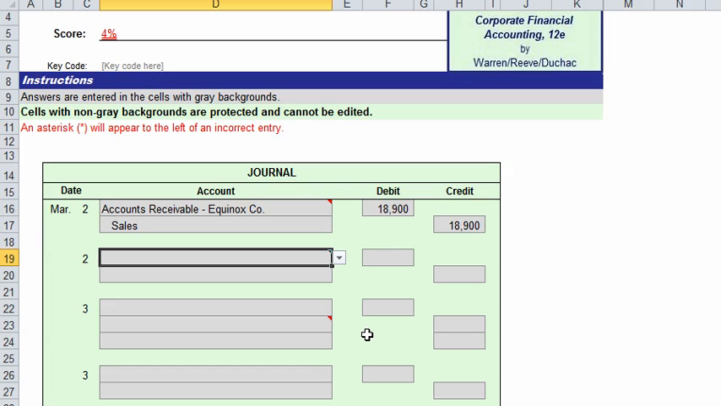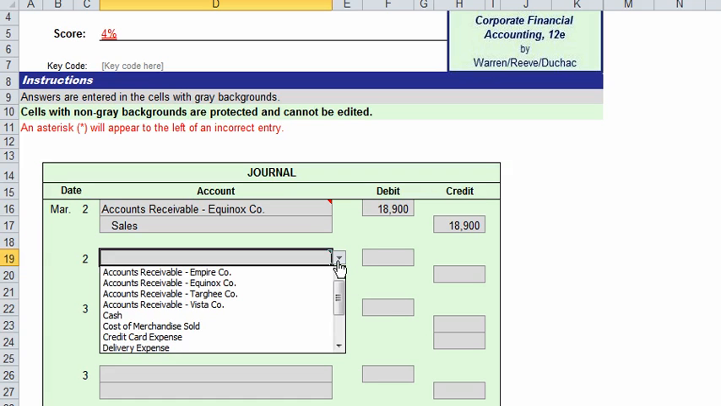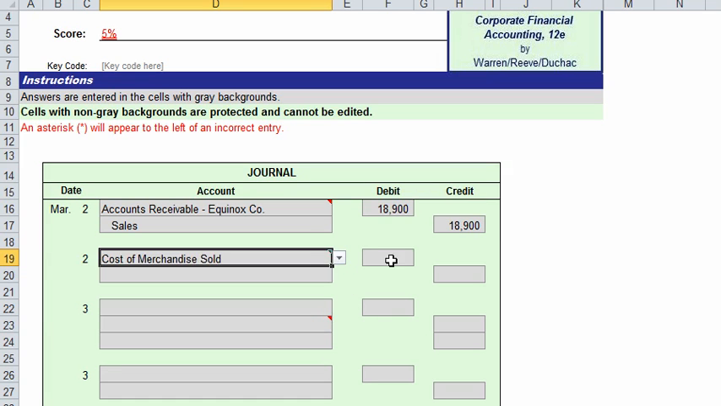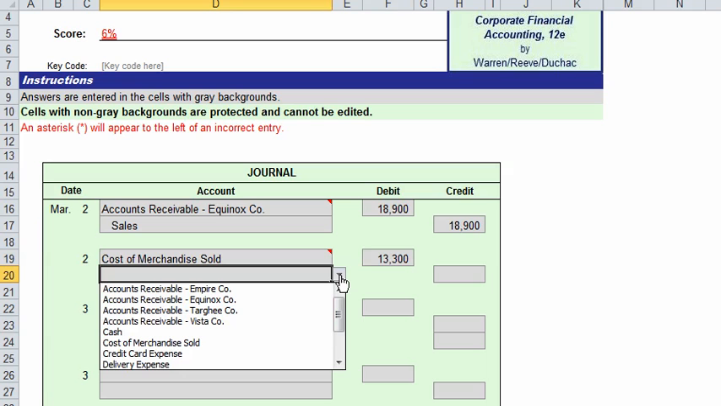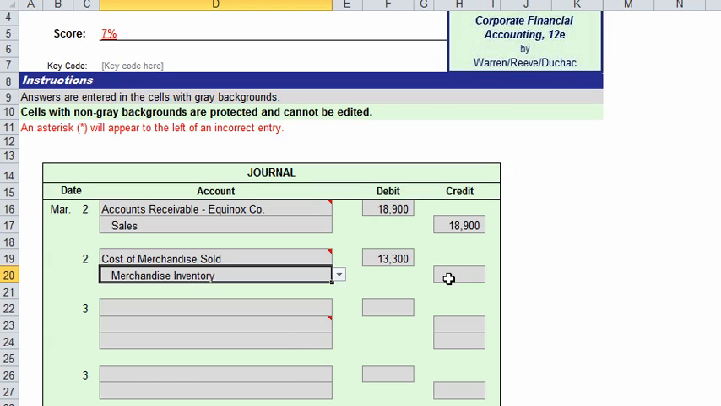We'll pay for that once near the end of the problem. Okay, our second entry required on March 2nd deals with the reduction in inventory. We want to increase our new expense account, cost of merchandise sold, by the cost of the inventory that was sold, $13,300. Remember, expenses increase on the debit side. Then we're going to credit the asset account, merchandise inventory. We now have less inventory than before. So we'll credit merchandise inventory for $13,300.